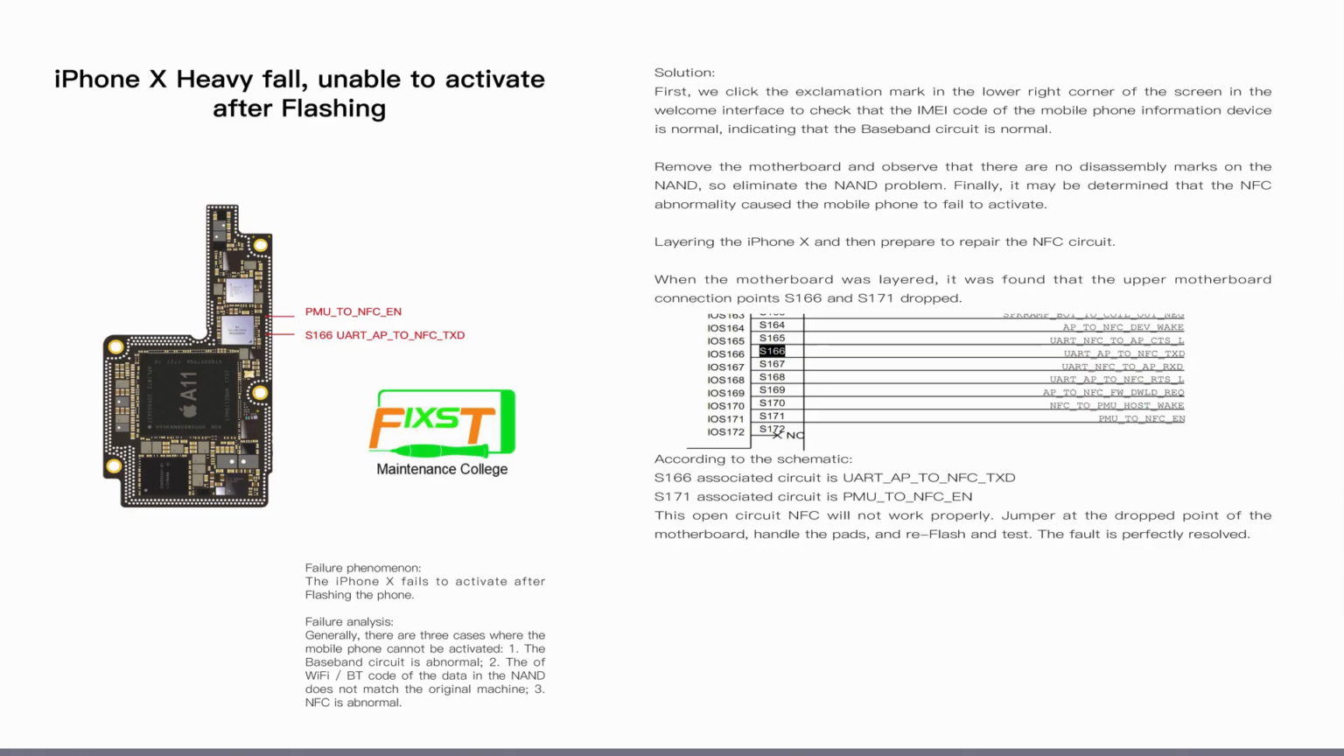But after we wire the motherboard, we find that on the upper motherboard connection port, the S116.6 and the S117.1, these 2 ports are missing. So we need to check the certificate to see whether these 2 ports are useful or useless. According to the certificate, one is the UART signal to the CPU, and the second is the PMU to NFC in-power signal. So this is the reason the NFC cannot work normally, and the phone cannot be activated after flashing. So we make a jumper on these 2 points.